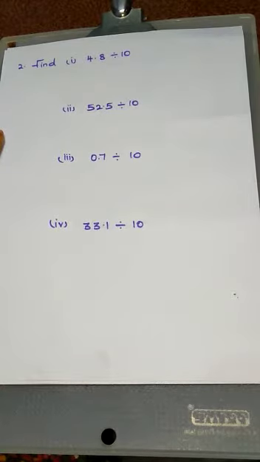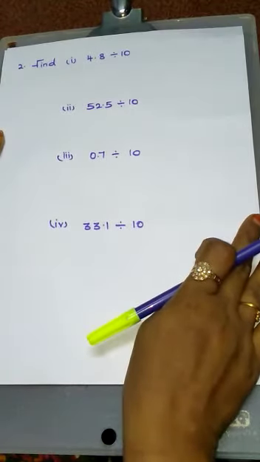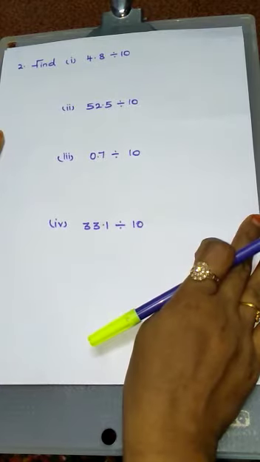Next one, division of decimal numbers by 10, 100 and 1000. When we divide a number by 10, 100 or 1000, the answer is obtained by shifting the decimal point in the number to the left by one place for division by 10, or by 2 places for division by 100, and similarly by 3 places for division by 1000.